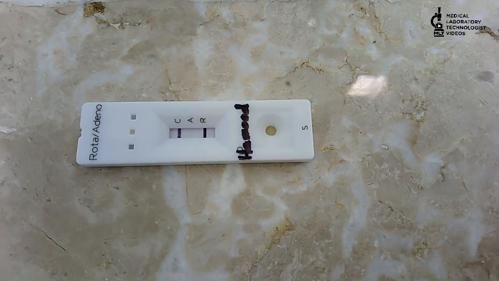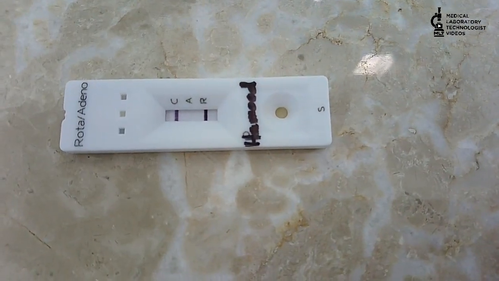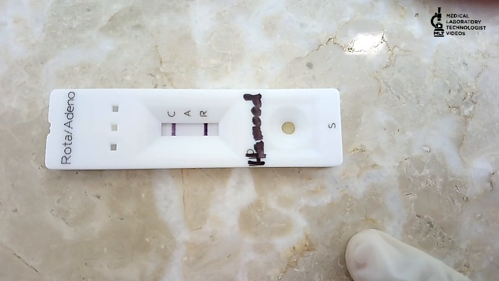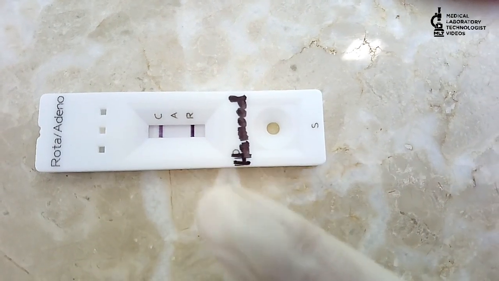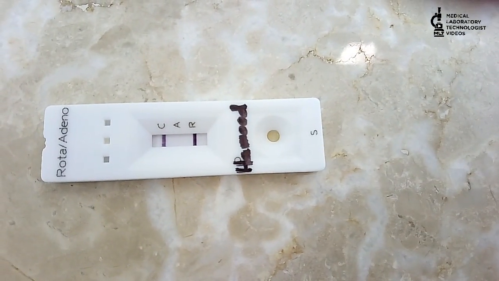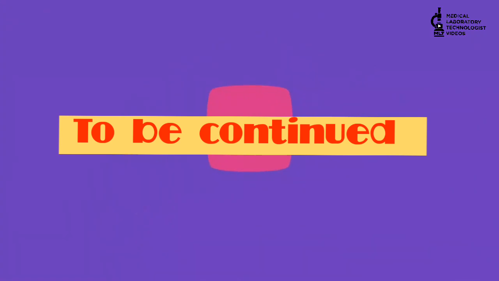Now you see, after 15 minutes the result has appeared. There is one line in front of control, meaning the card is valid, and there is one line in front of R, which means the patient has rotavirus diarrhea. His diarrhea is caused by rotavirus, so there is no need for antibiotics, but they need viral treatment. So this practical and procedure is completed here. I hope you understand how to perform the Rota-Adeno antigen test in your lab.